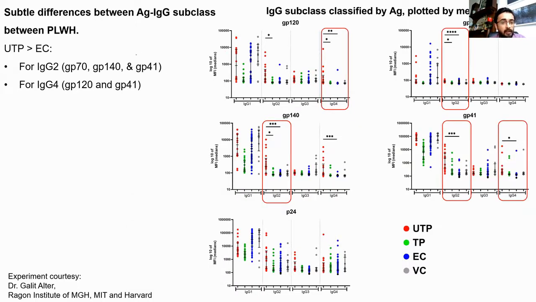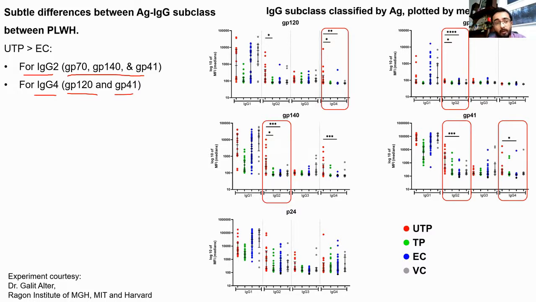Then we also measured the antigen-specific IgG subclasses between the different people with HIV groups. Each graph indicates a different antigen, and each dot indicates a particular subject from the 4 different groups. What we observed was that for IgG2, untreated progressors had a higher amount of IgG2 specific antibodies for GP70, 140, and 41 as compared to elite controllers. And similarly, they also had a higher amount of IgG4 for GP120 and GP41 as compared to elite controllers.